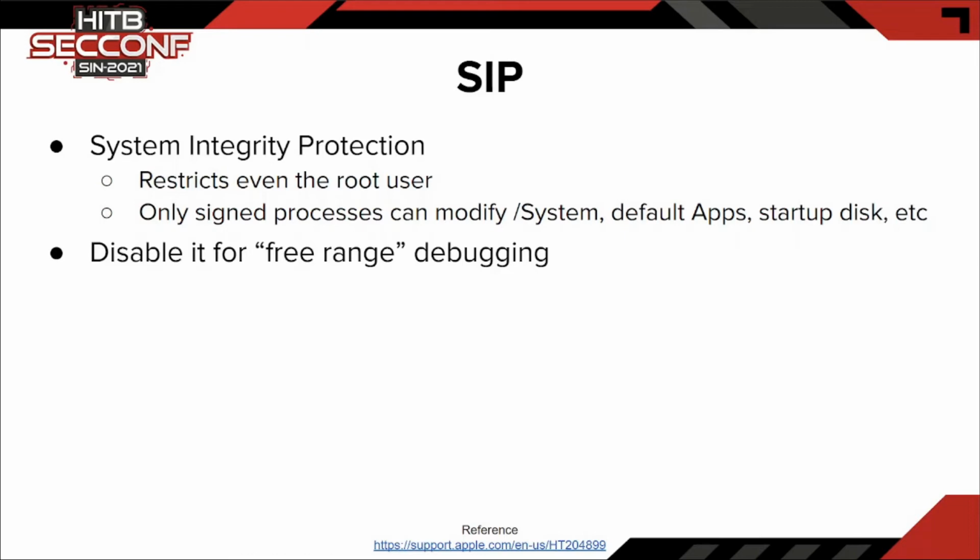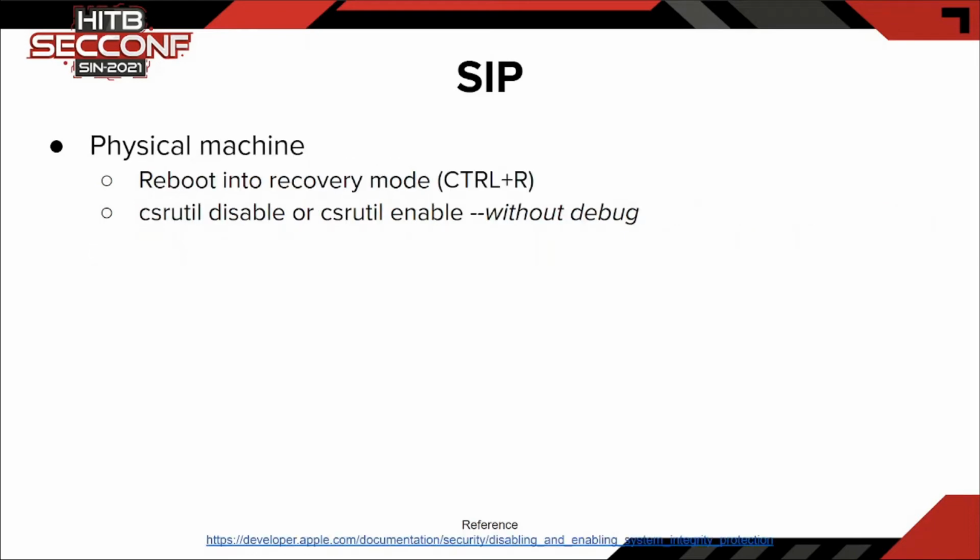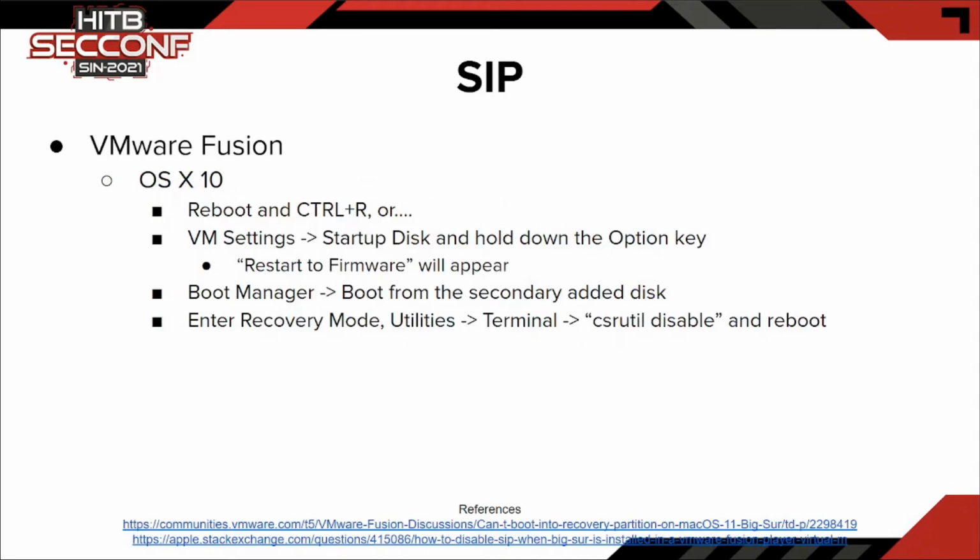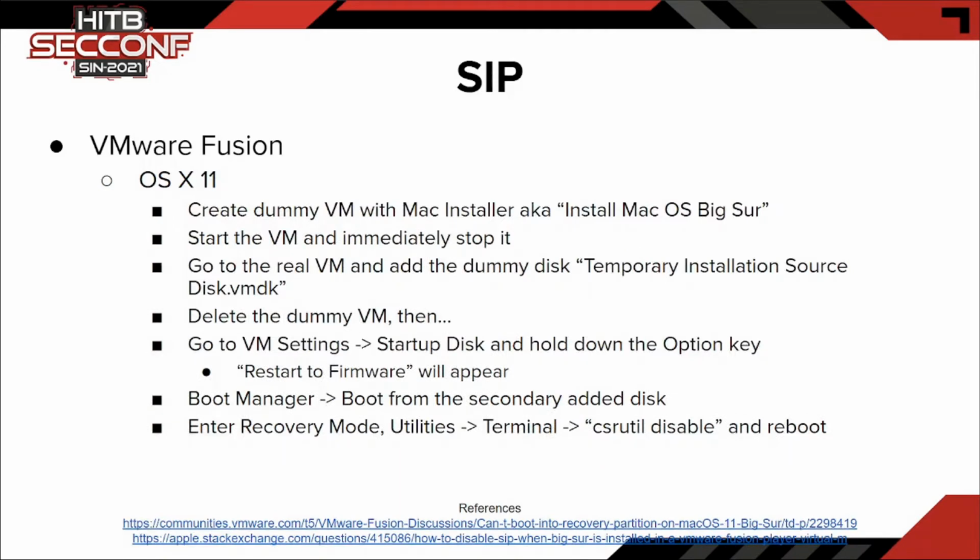On a physical machine, you can just reboot into recovery mode, use CSR util to disable it completely, or just turn on debug stuff. If you're using VMware Fusion, which I recommend for a lot of research, because VMs are great for taking snapshots of different states and replaying things, you can do that. It's a little different between OS X 10 and OS X 11. For OS X 11, there's a little more trickery involved, but you can still get it done.